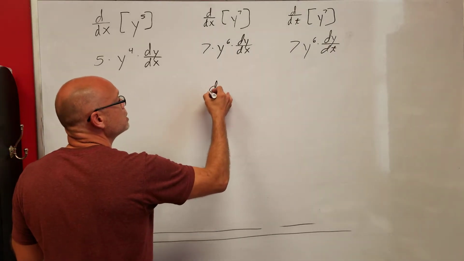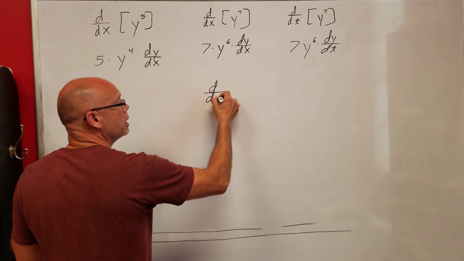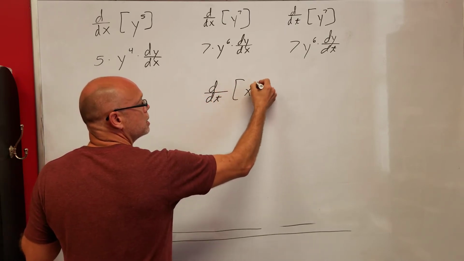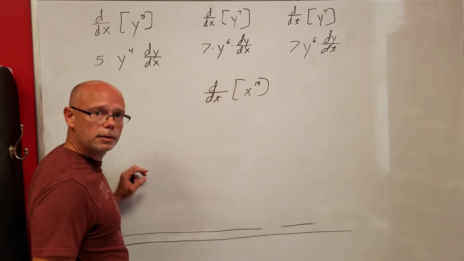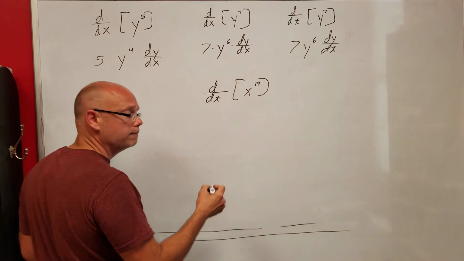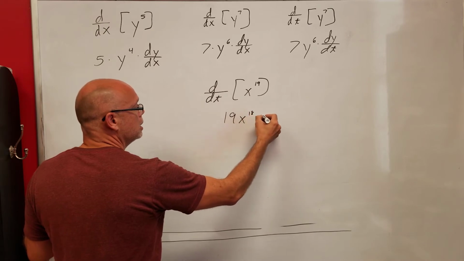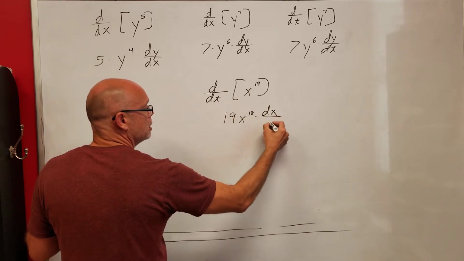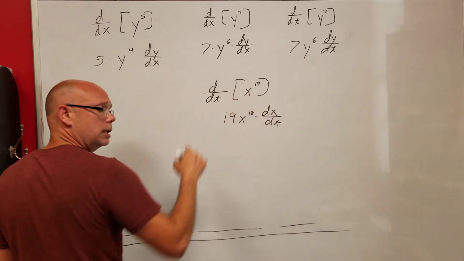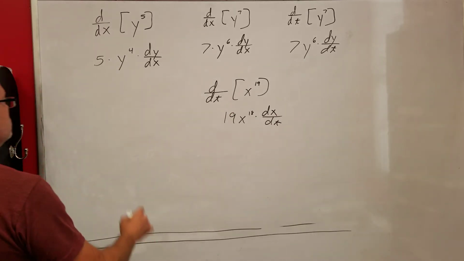Same thing with this. Suppose I want the derivative with respect to t of x to the 19th. How do I do that? If x is a function of t, I would say that's 19 x to the 18th times dx over dt.